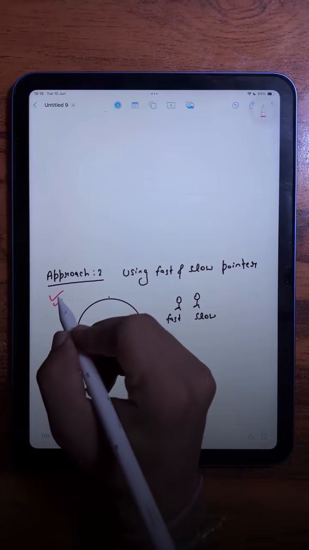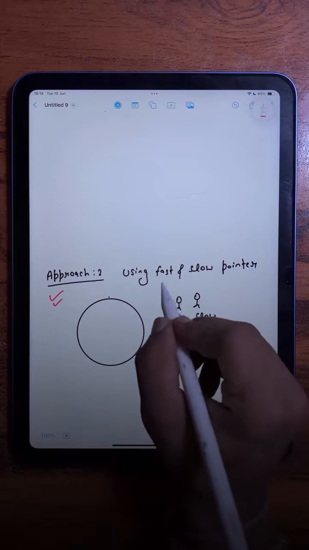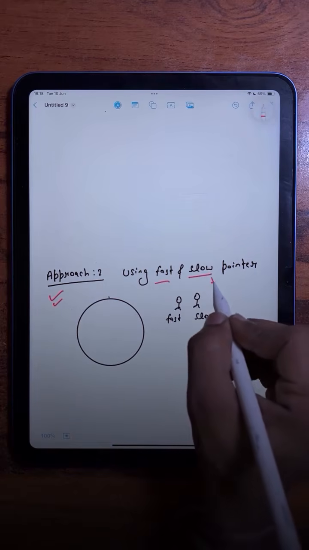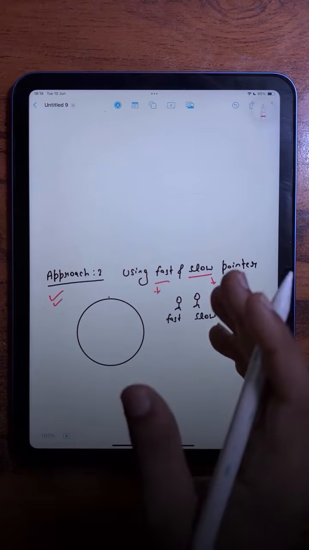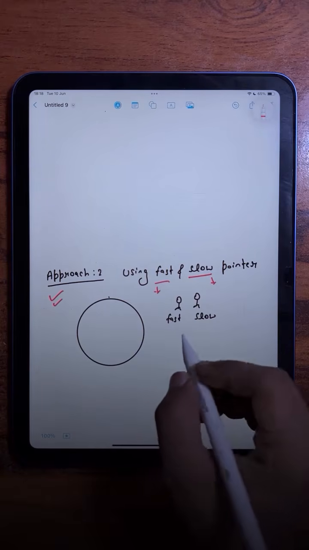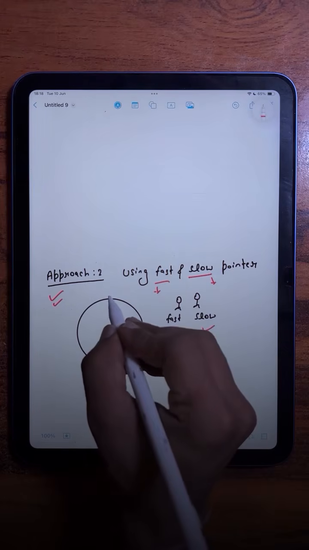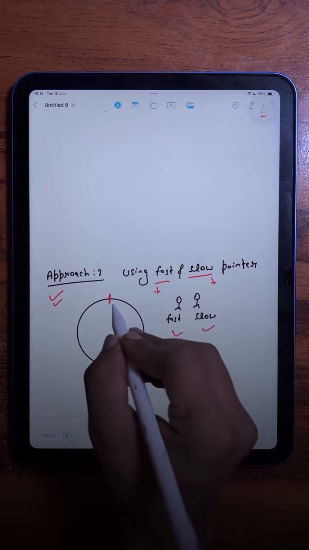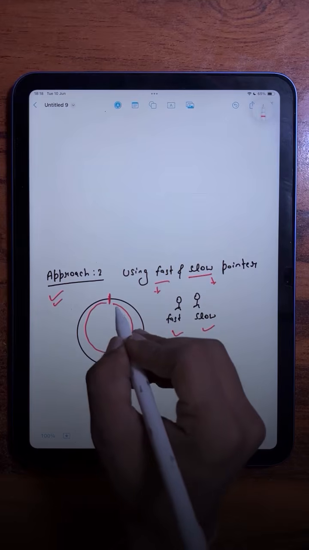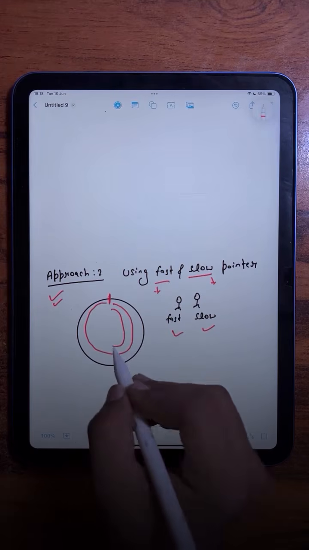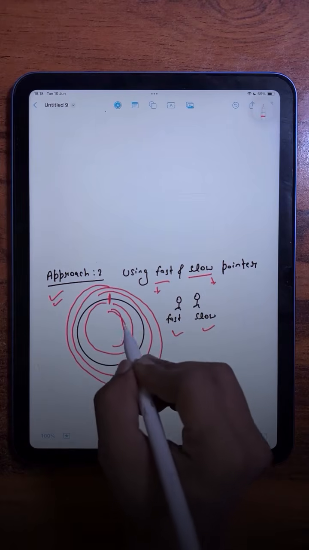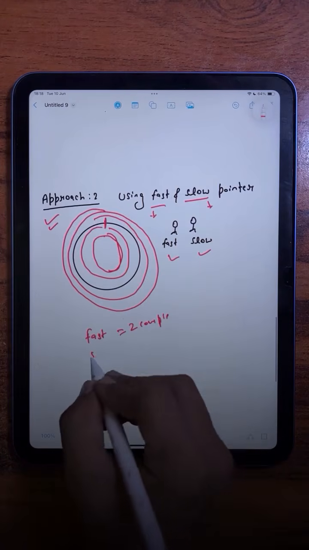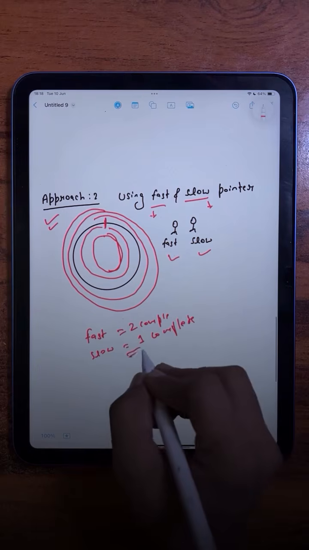The second approach is going to be the most optimized approach. Here we will be using two pointers, fast and slow pointer. Slow will move one step at a time, fast will move two steps at a time. Okay, so you can think of it like a circular ring, and on this circular ring there are two runners, fast and slow. They both start from the same point. So when fast completes one circle, slow will only have completed half of the circle, right? And when fast completes two circles, then slow will have completed one complete circle. So they both will meet at the same point.